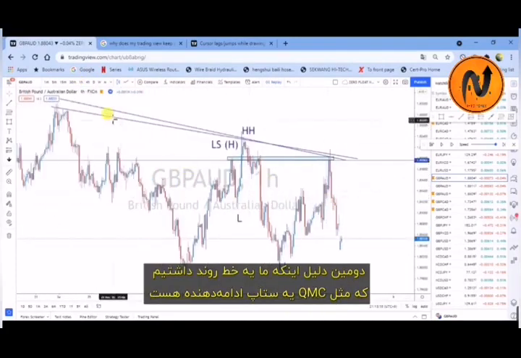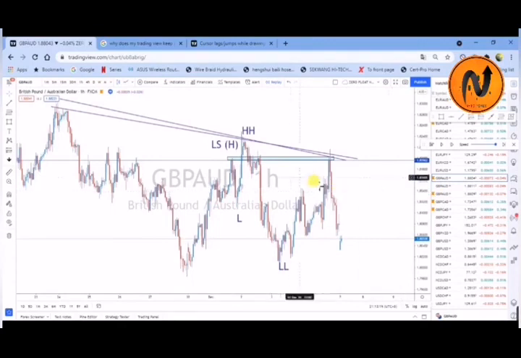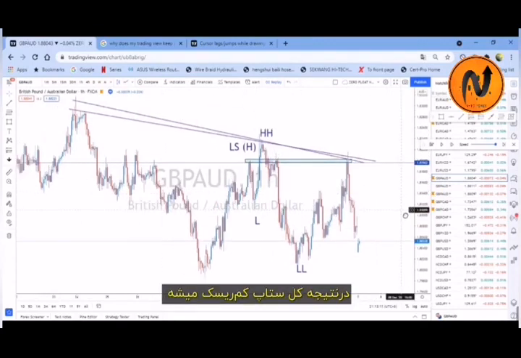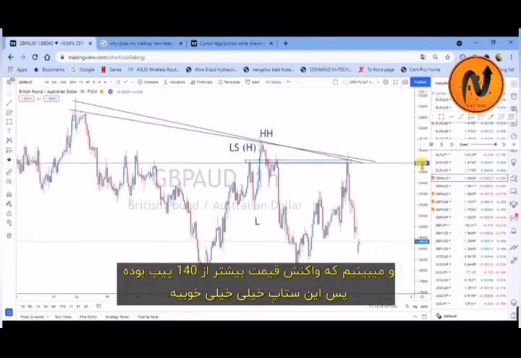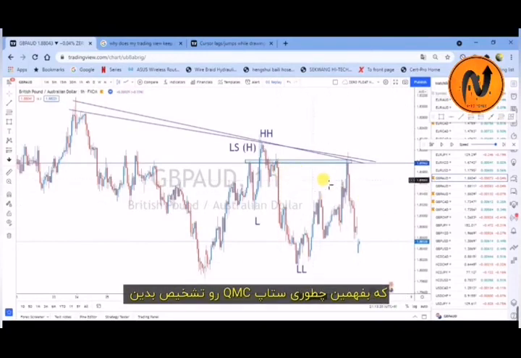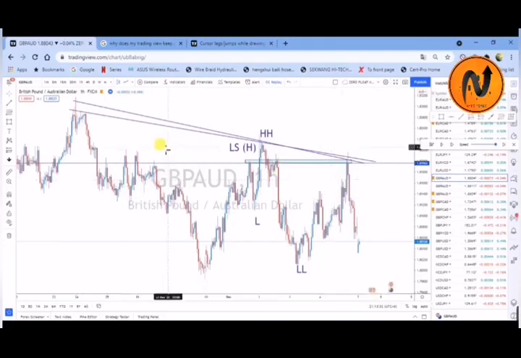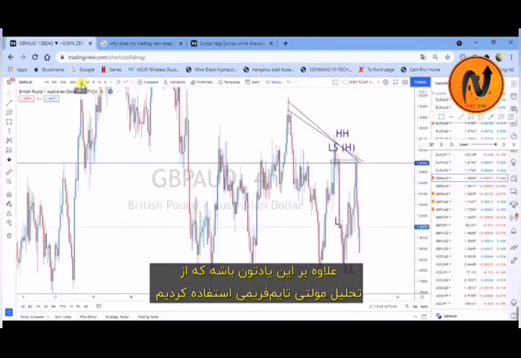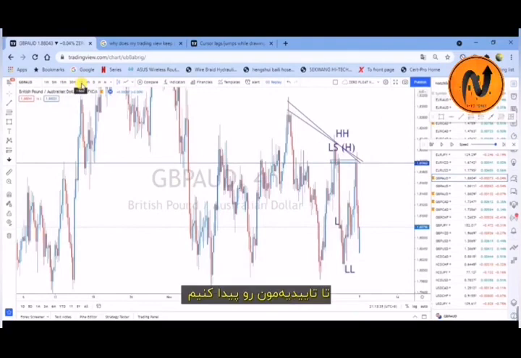Secondly, we have the trend line as a QMC. This is a continuation setup. It has lowered the risk as well. So the whole setup is a low risk setup. So we are safe. And we can see that this price has reacted more than 140 pips. Okay, guys, so this is a very, very good setup. I hope that this really helps you on how to identify this QMC. Plus we use the higher time frame as our multi-time frame analysis to find our confirmation.